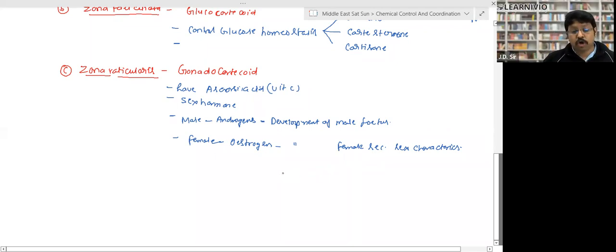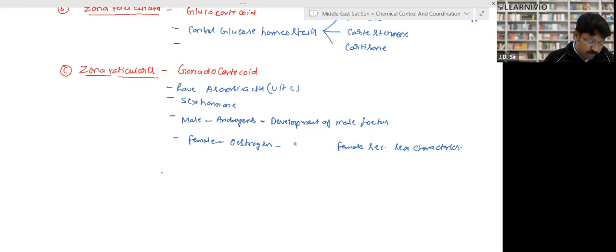Female sex hormones are estrogens. They maintain development of female secondary sex characteristic.